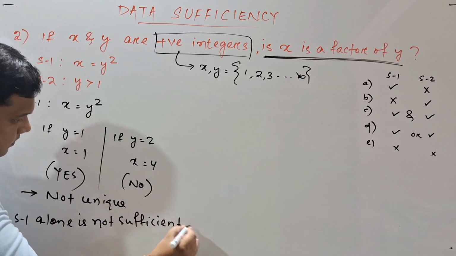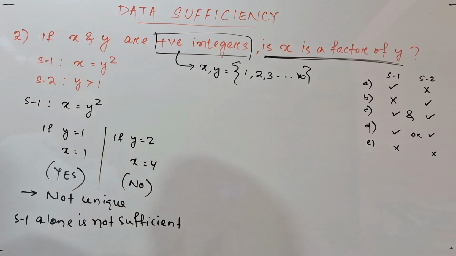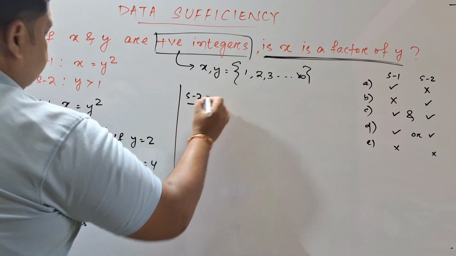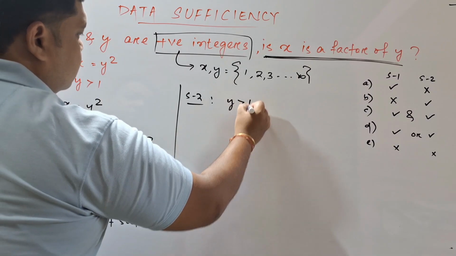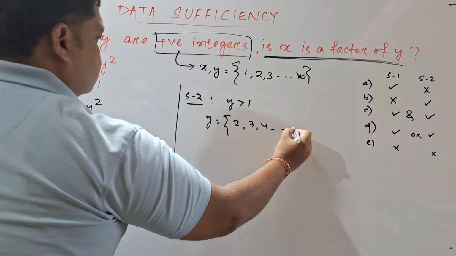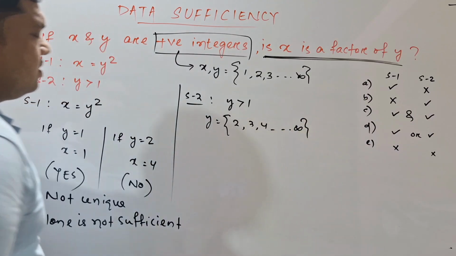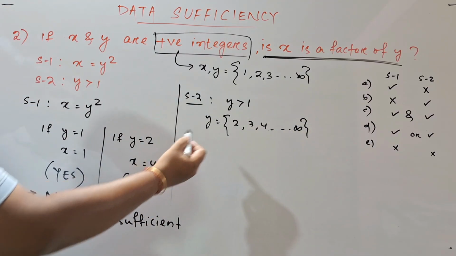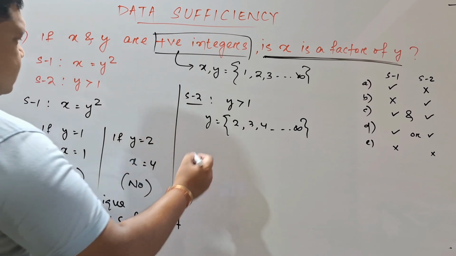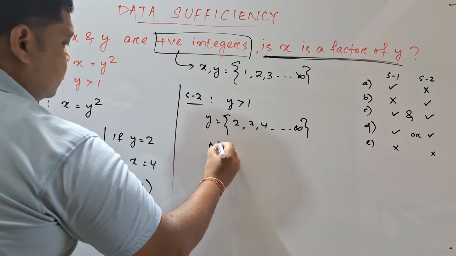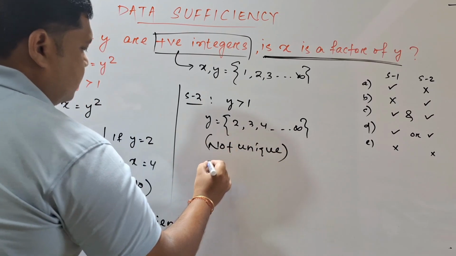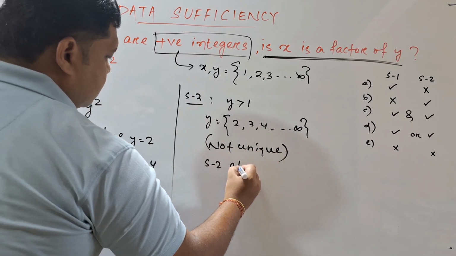Now I am going to check statement number 2. In statement 2, y is greater than 1, so the y values are 2, 3, 4, lots of values, infinitely many are possible. But no relation is given between x and y. In statement 2, I don't know what x is. No relation is established, so this is not sufficient, not unique. So statement 2 alone is not sufficient.